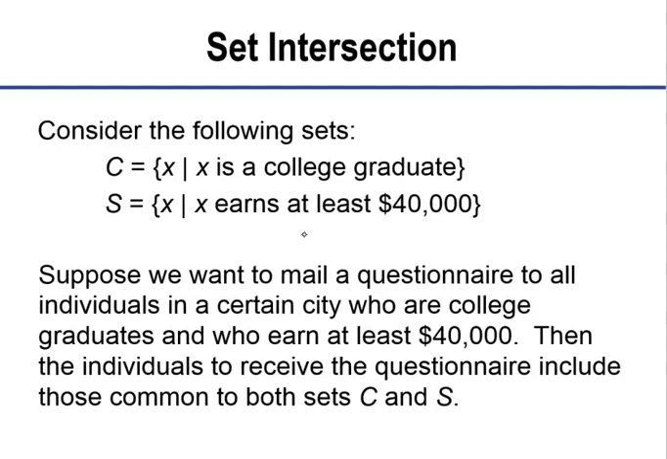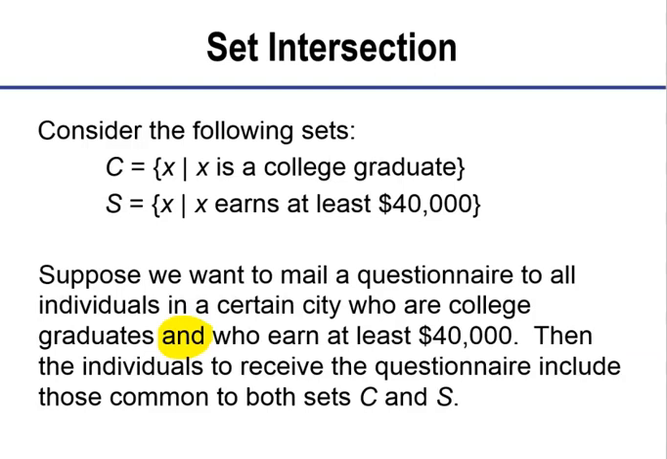Suppose we want to mail a questionnaire to all individuals in a certain city who are college graduates and who earn at least $40,000. Then the individuals to receive the questionnaire include those common to both sets C and S. So the important thing here is that when we're dealing with and, it has to meet both of those conditions, right? So and means they're a college graduate and they earn at least $40,000.